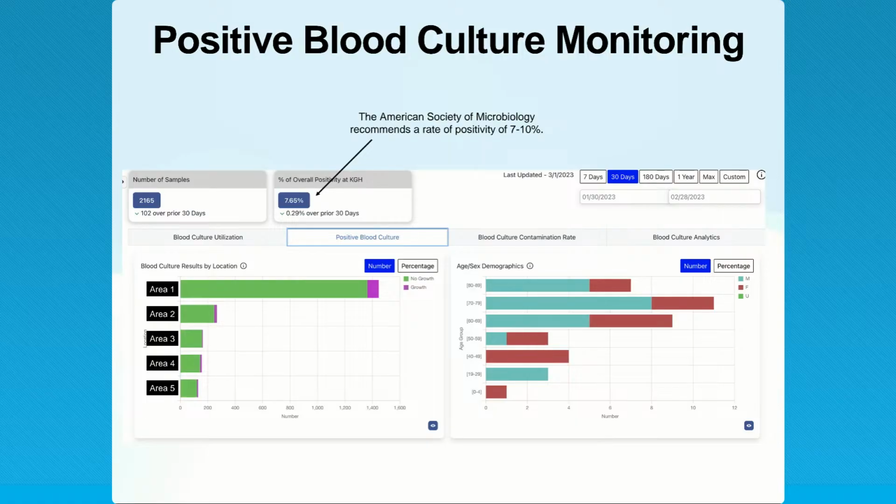Now, positive blood culture monitoring is really important. The American Society for Microbiology tells us that the positivity rate should be between 7 and 10%. And here we have an overall positivity rate of 7.65. All of the different areas have their numbers, and then you look at your age, sex, demographic over the last 30 days. My overall positivity rate is 7.65, so between 7 and 10%. Great. In the past, we would always report, our ideal is between 7 and 10. We are at 7.65. We are perfect.